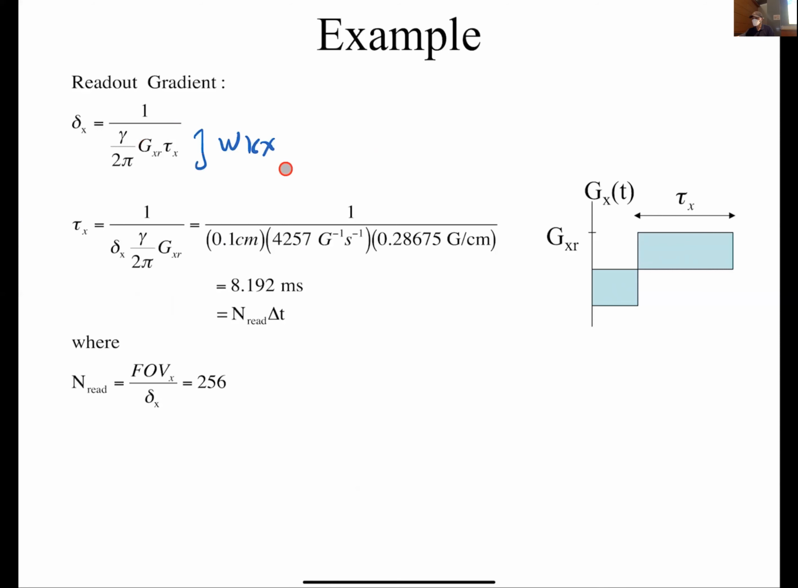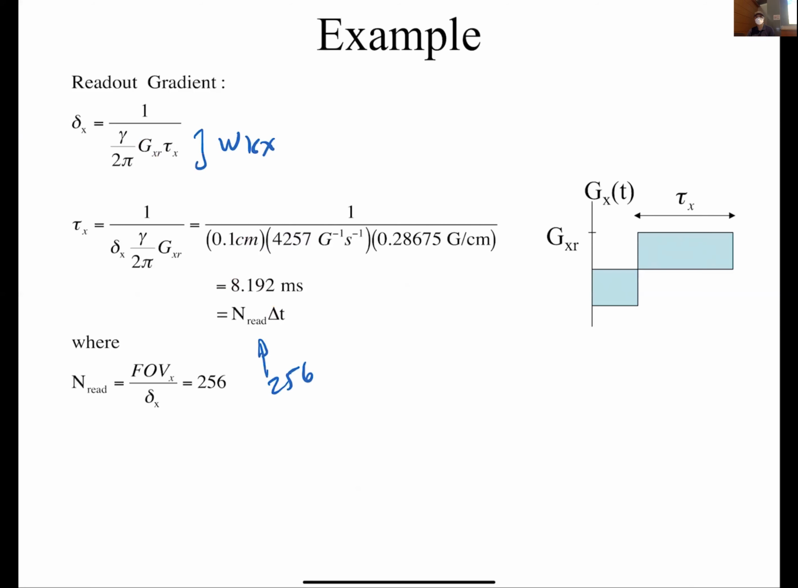Right? And so we solved for gxr before, so we can just solve for tau sub x. Tau sub x equals 1 over, we have our delta x here, we have our gxr. You can plug this in and you get 8.192 milliseconds, okay? And it turns out that this is just the number of readout samples you're going to acquire times delta t, and this number turns out to be 256.